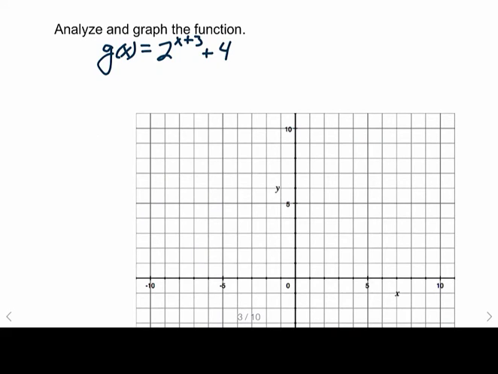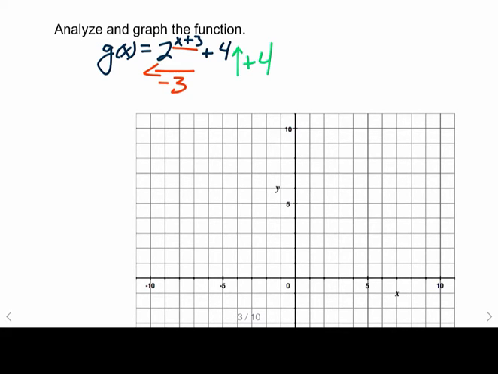For our next example, we're going to analyze and graph g of x is equal to 2 to the x plus 3, plus 4. Where I see the x plus 3, that's a number that's wrapped up with the input variable, and that is going to turn out to be a horizontal translation. And remember, we changed the sign on those, and so that's going to be to the left 3 units. The plus 4 that's not wrapped up in the exponent, or with the input variable, is a vertical translation up 4 units.